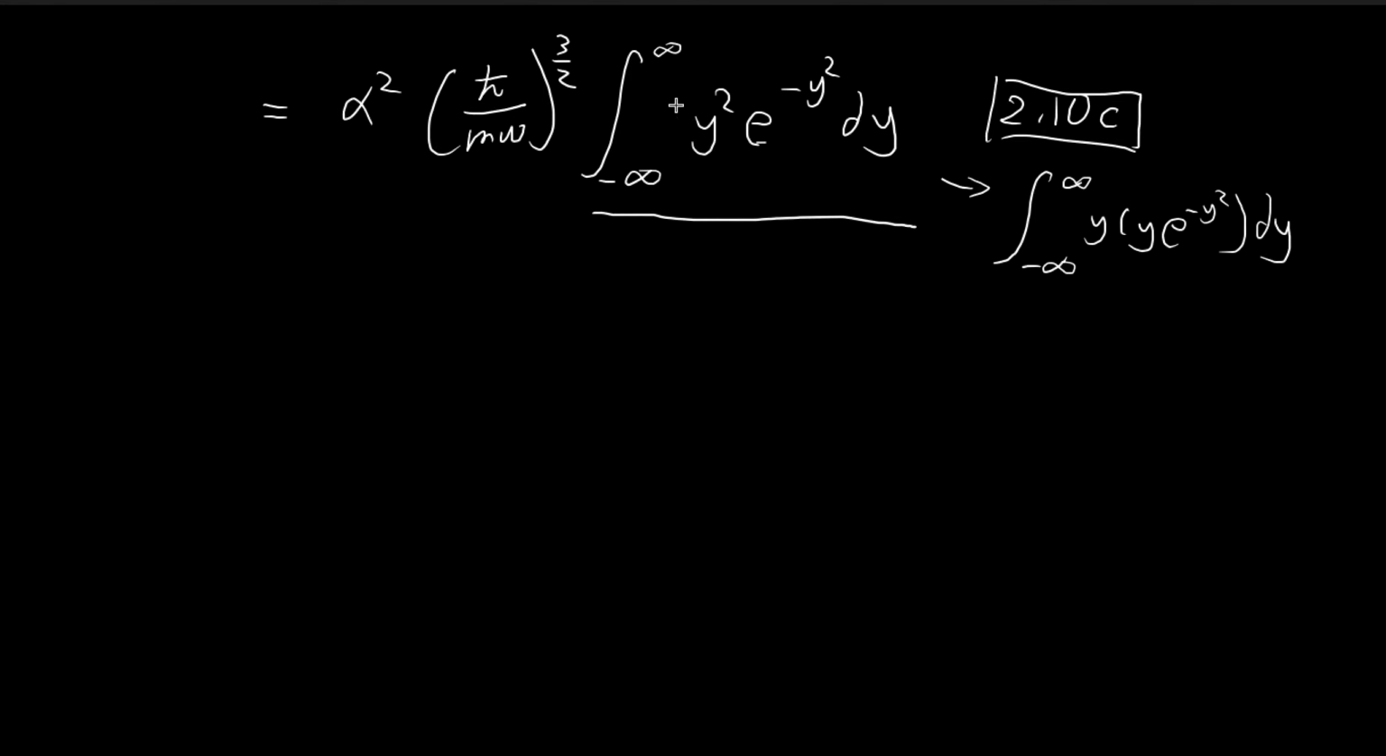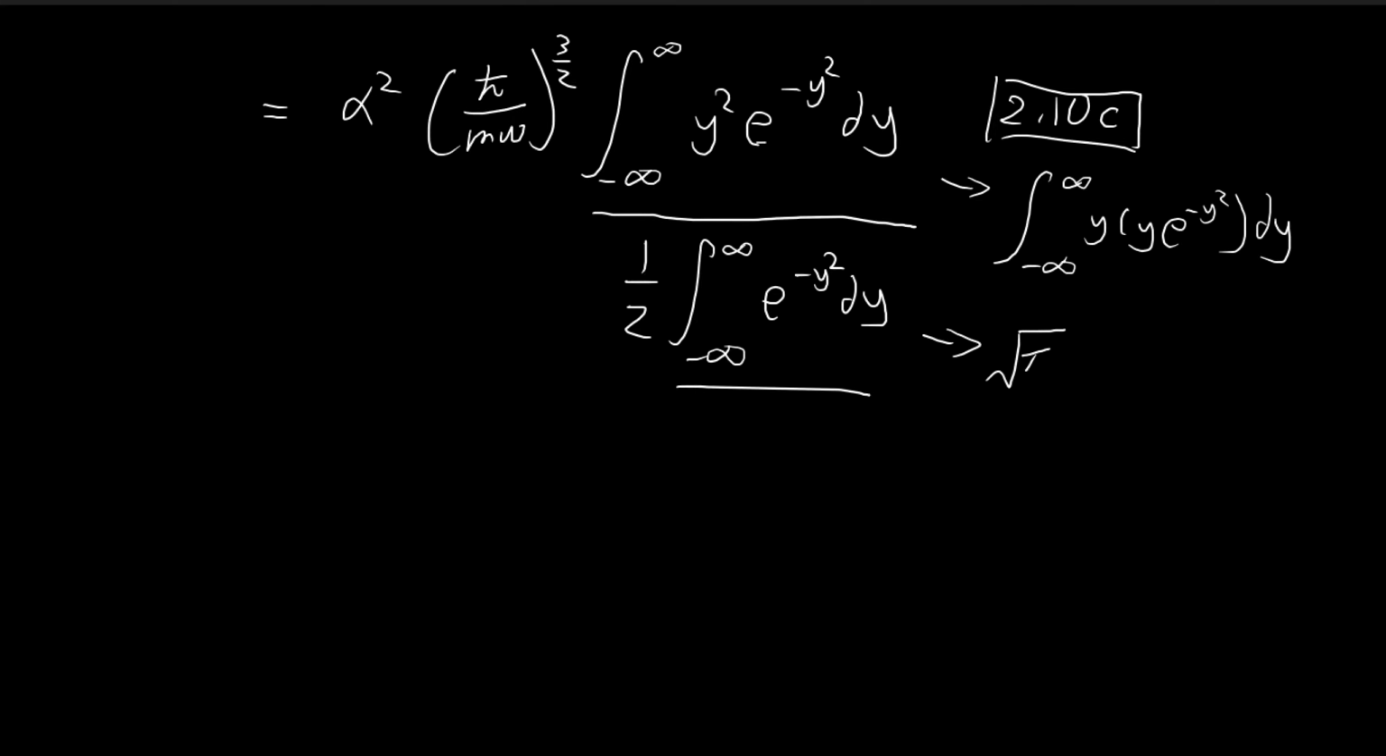You break up the integral into these two components. But then if you do the integration by parts, you see that this integral over here is equal to 1/2 times the Gaussian integral. And this integral over here is equal to the square root of pi. So you can use a double integral to prove this. This is a rather famous result. So I'm not going to prove this here.